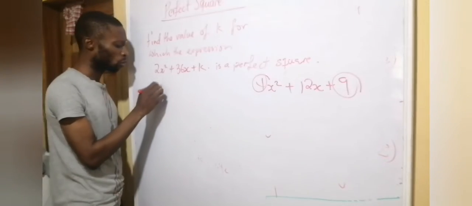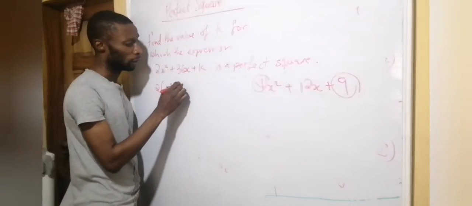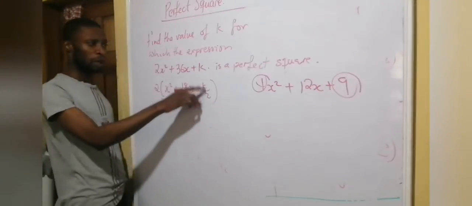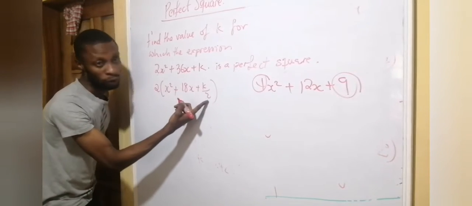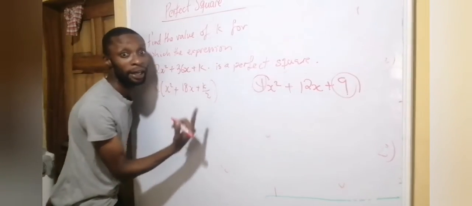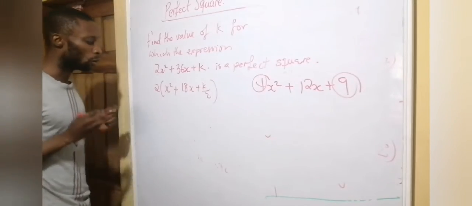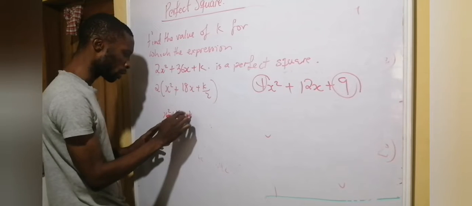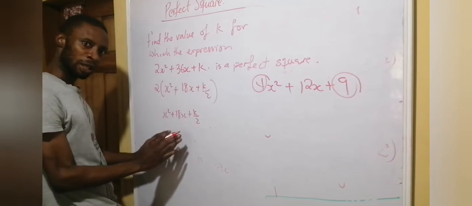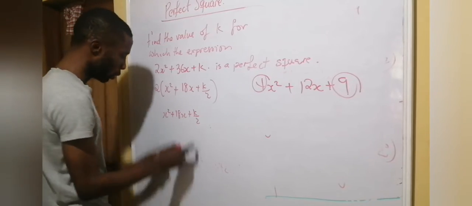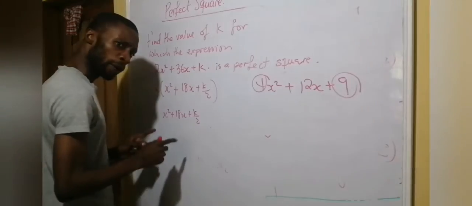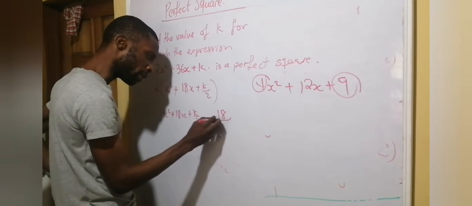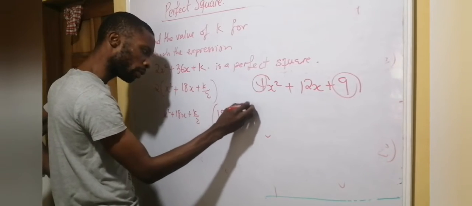So I factor 2 out and I have x squared plus 18x plus k over 2, because it doesn't have a 2 there. So you have to put over 2 there because 2 times k over 2 will give me k. Very simple. So now I deal with x squared plus 18x plus k over 2 only. For this expression to be a perfect square, I divide this 18 by 2, I square it, and it's going to give me k over 2.